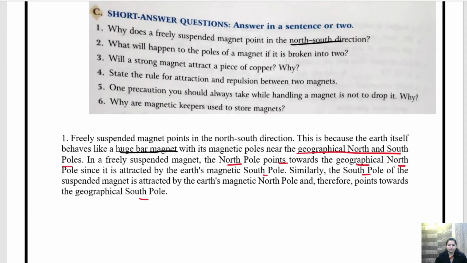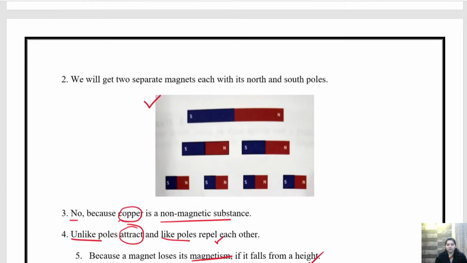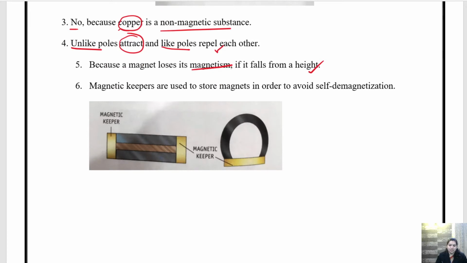Now question number 6. Why are magnetic keepers used to store magnets? What is a magnetic keeper? This is a magnetic keeper which is made up of iron. Here also, this is a magnetic keeper made up of iron. Why is the magnetic keeper used? The magnetic keeper is used to store magnets in order to avoid self-demagnetization. So that the magnet does not lose its magnetism on its own, we attach keepers to it. Keeper is made up of iron, and between the two bar magnets, we put a wood. This is a wooden plank. You can see this is wood.